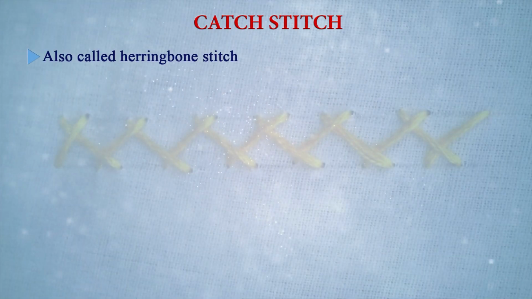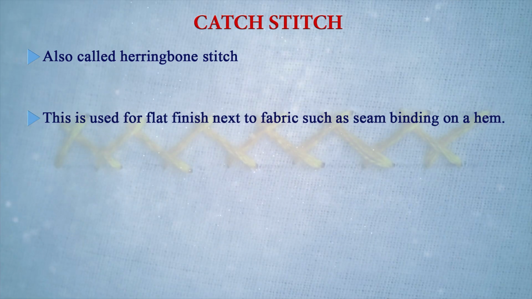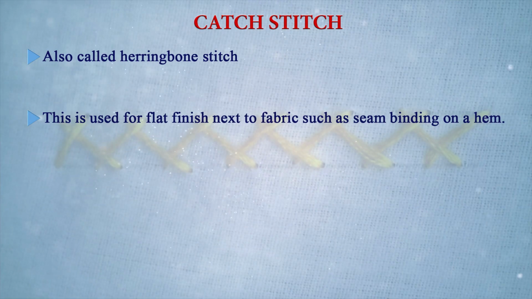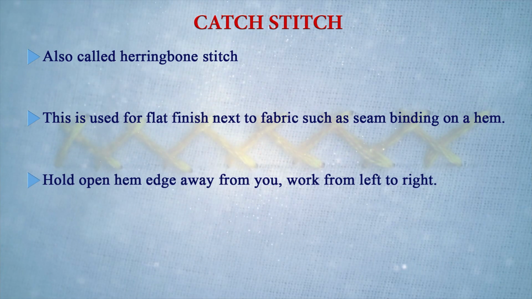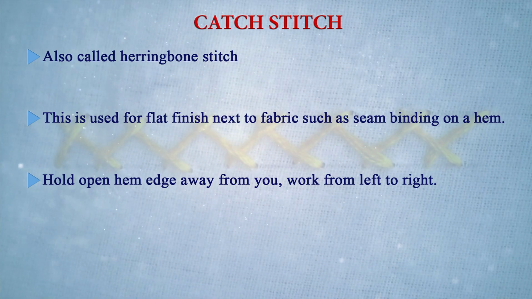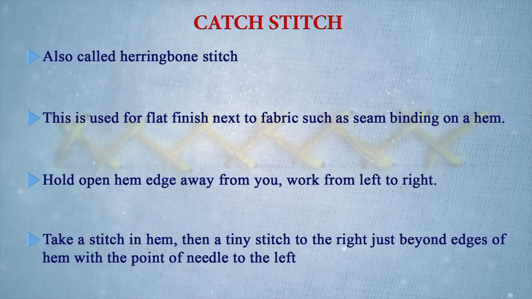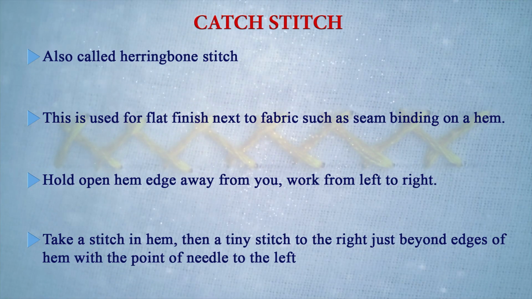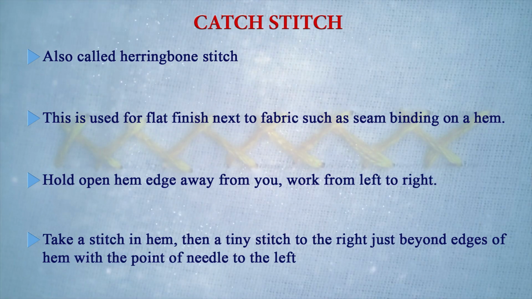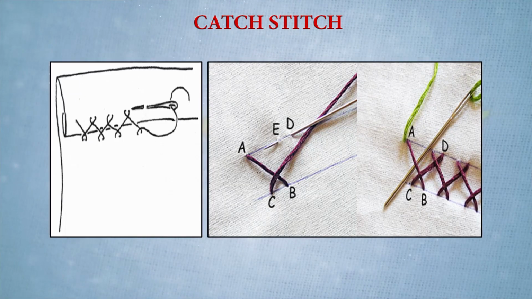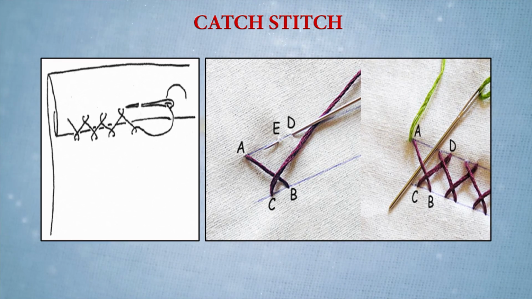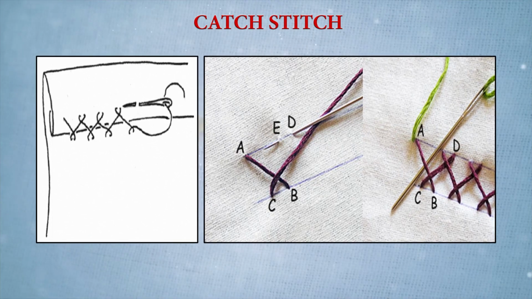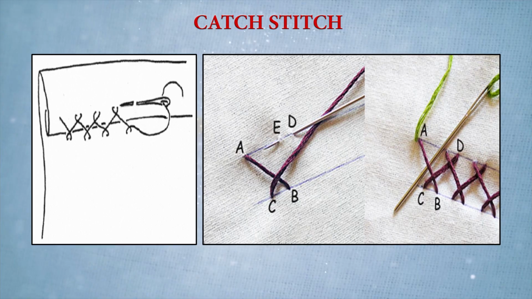Then we have the catch stitch. It is also known as the herringbone stitch. It is used for a flat finish next to fabric, such as seam binding on a hem. We hold the open hem edge away from us and work from left to right. Then you take a stitch in the hem, then a tiny stitch to the right just beyond the edge of the hem, with the point of the needle on the left. As in this picture you can see, we just insert the thread in the fabric, and in this zigzag manner we create the herringbone stitch.